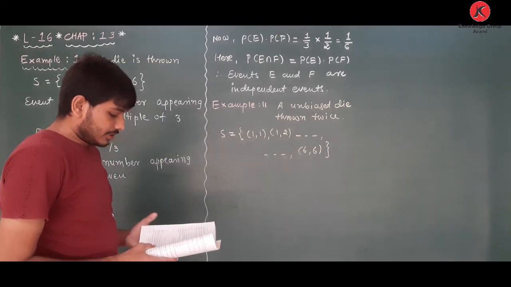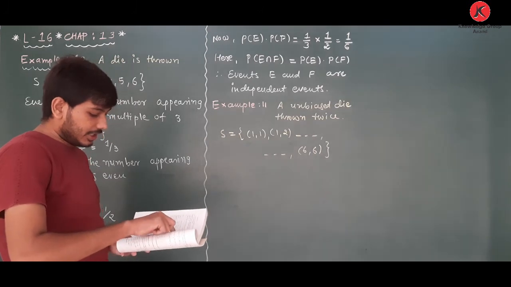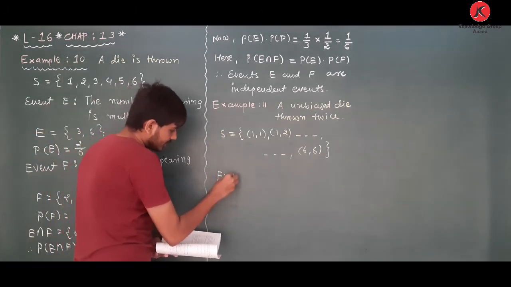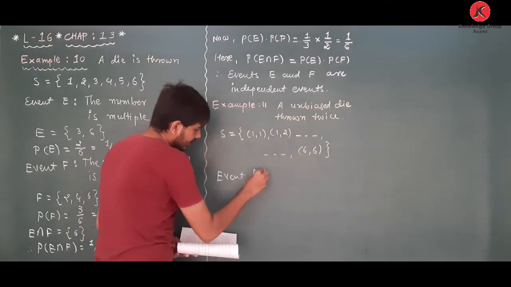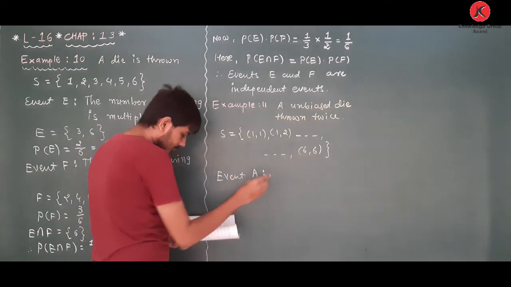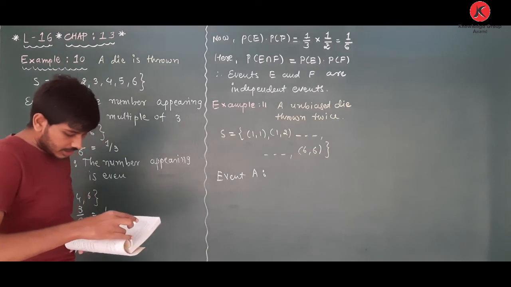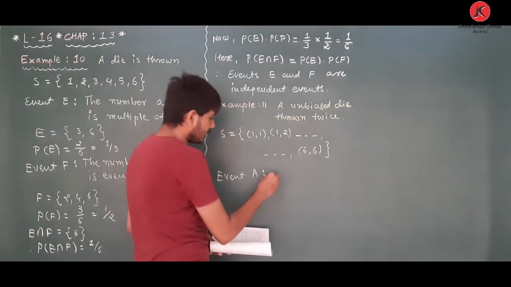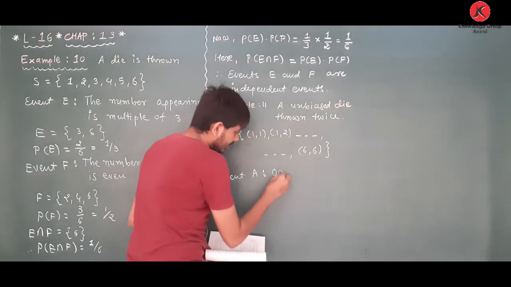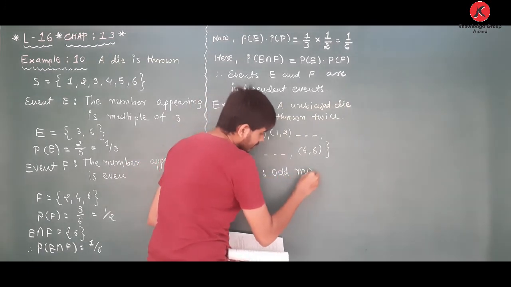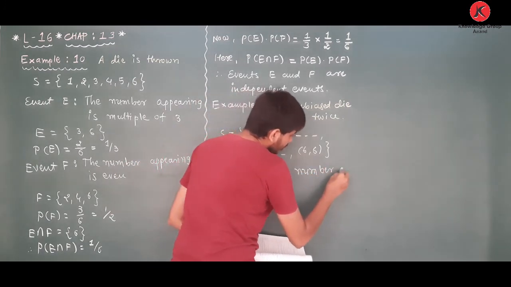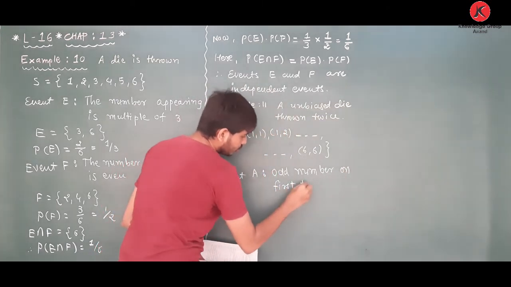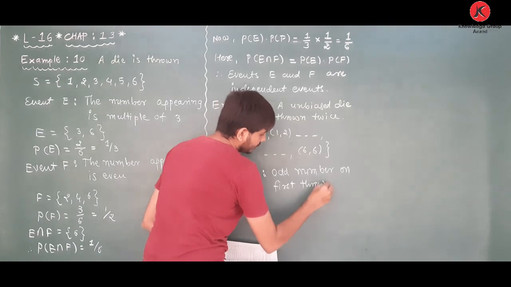Let event A. So event A, the name is also given, therefore we are selecting that name. Event A is: an odd number on the first throw. That means an odd number on the first throw.